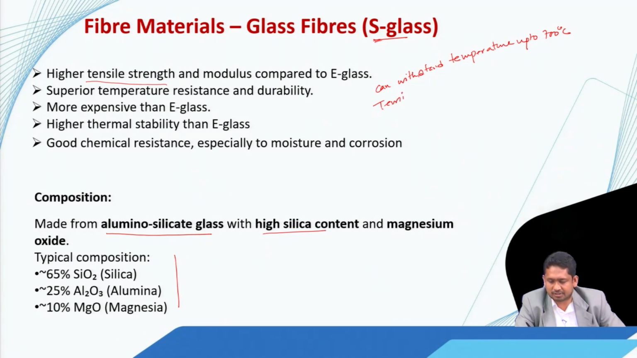Their tensile strength is around 4.5 GPa, and Young's modulus is around 86 to 90 GPa. And if we talk about density, density is around 2.5 gram per cc.